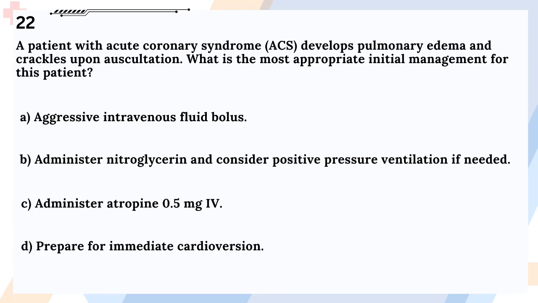Question 22. A patient with acute coronary syndrome, ACS, develops pulmonary edema and crackles upon auscultation. What is the most appropriate initial management for this patient? A. Aggressive intravenous fluid bolus. B. Administer nitroglycerin and consider positive pressure ventilation if needed. C. Administer atropine 0.5 mg. D. Prepare for immediate cardioversion.